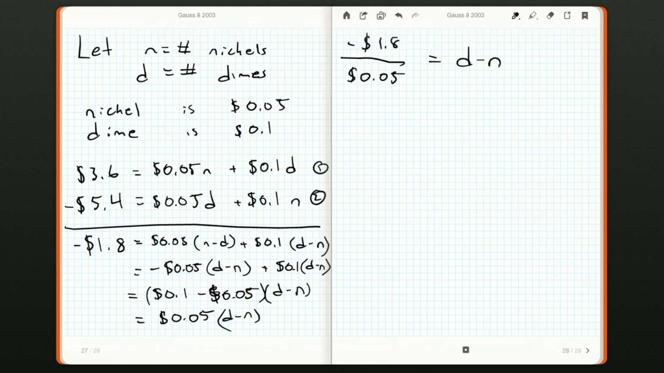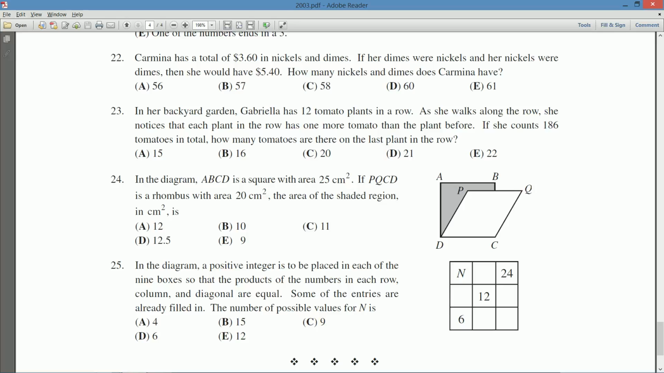Okay, I'm going to grab my calculator just because it's going to be a lot easier. 1.8 divided by 0.05, we get 36. So 36 is dimes minus nickels. All right. So if I rearrange, I could say the number of dimes is the number of nickels plus 36. Okay? If the question were how many more dimes does she have than nickels or something like that, we'd already be done. But we're asked how many nickels and dimes does she have.